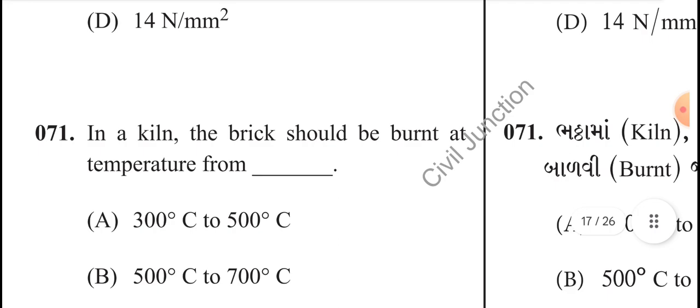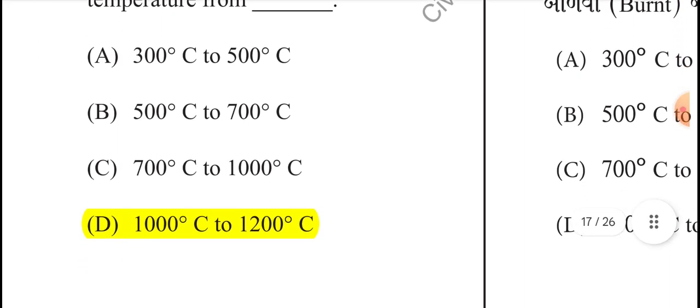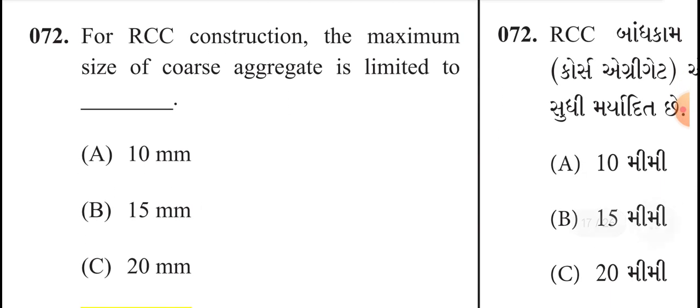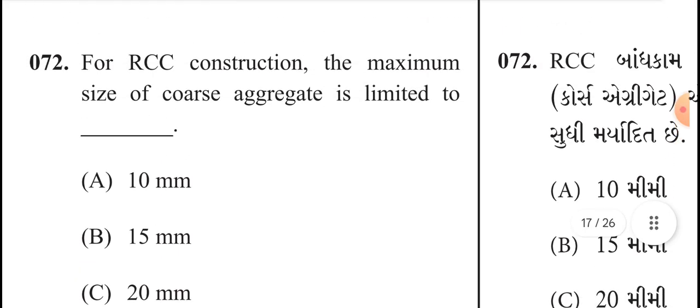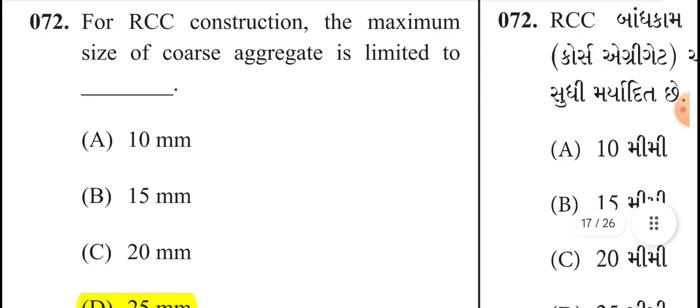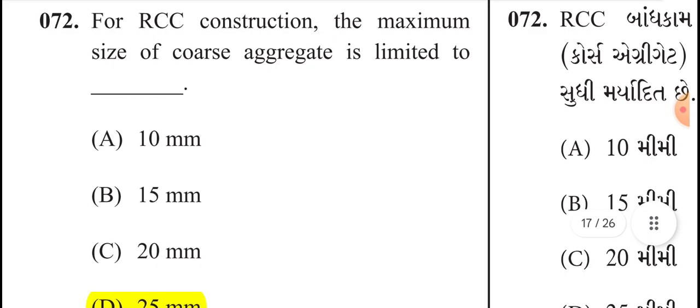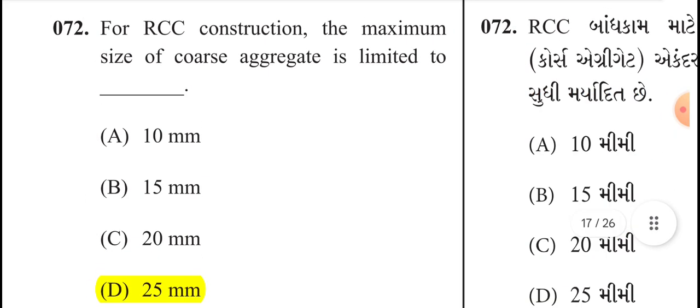In a clean kiln, the bricks should be burned at a temperature of 1000 to 1200. For RCC construction, the maximum size of a coarse aggregate is limited to 20? 10, 15, 20, 25. For RCC construction, the maximum size of a coarse aggregate is limited to 25 mm.